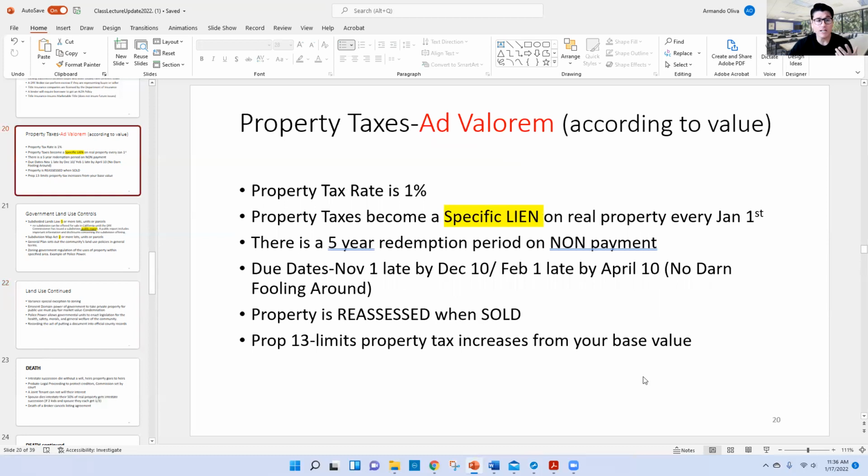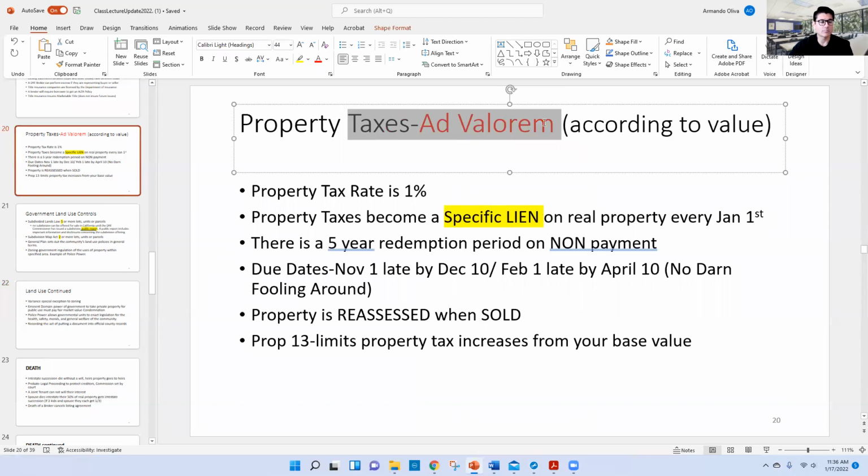Talking about government, we have to talk about property taxes. So I want you to know this Latin term, ad valorem, according to value. Another Latin term that's probably good for you to know, caveat emptor, buyer beware. But when it comes to property taxes, I want you to know this Latin term, ad valorem, according to value. How much are property taxes? 1% of your assessed value.